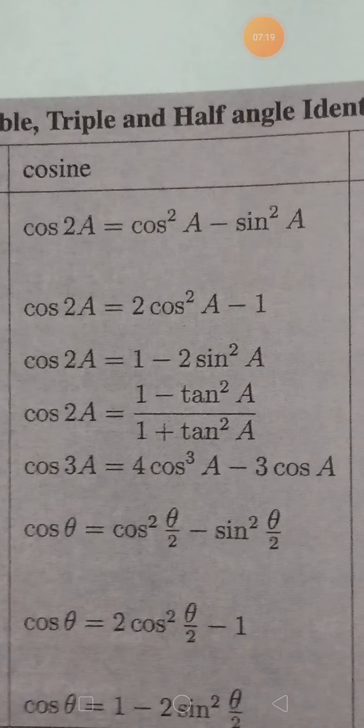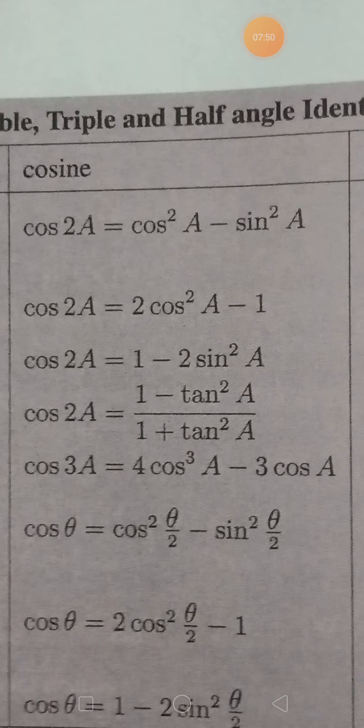Cos 2a, there are several identities for cos 2a. First one is cos square a minus sin square a. And then cos 2a, I can write 2 cos square a minus 1. So where do I have to use this one? If the given question, or I want the answer, is in the form of cos a, you have to use 2 cos square a minus 1. Suppose sin, then 1 minus 2 sin square a. Tan means 1 minus tan square a divided by 1 plus tan square a. That's it.